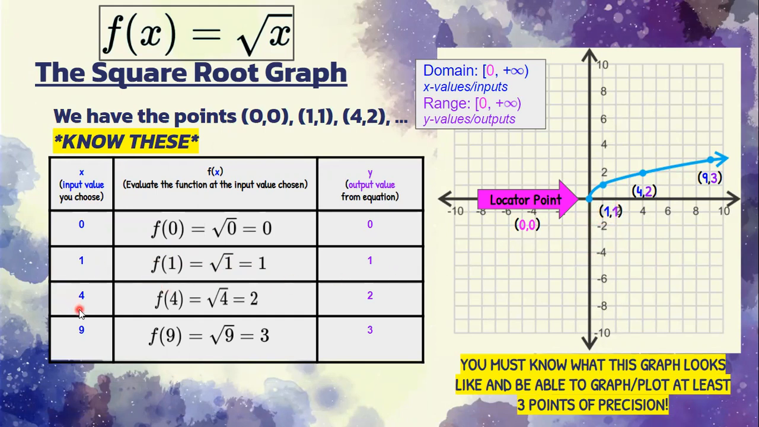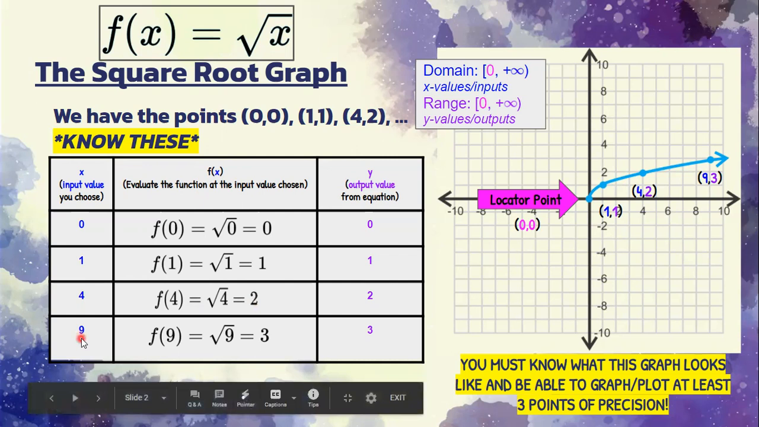The next number we know the square root of is the square root of 4. So when x is 4, we have our function evaluated at 4, gives us the square root of 4, which we know to be 2. So our x value is 4, our output y value is 2. That leads us to this third point, (4, 2).